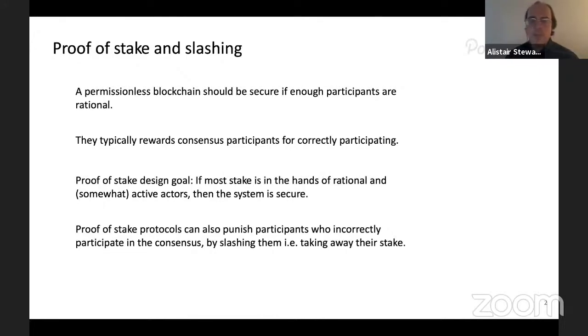One of the things about proof-of-stake protocols, which differs from proof of work or proof of authority, is that we can punish participants in a different way. Because they have stake, we can take it away. So as well as rewarding them, we can punish them, and often by a lot more than we're actually rewarding them.